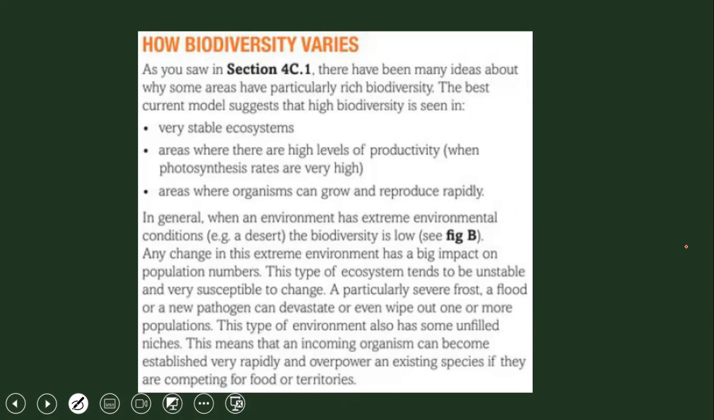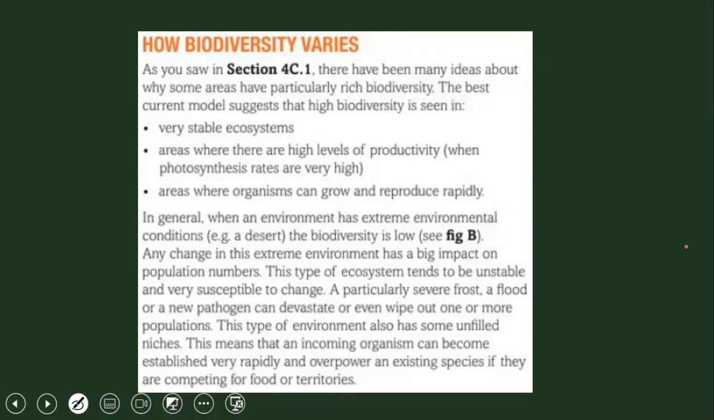These types of environments are not only extremely unstable, but they also have some unfilled niches. What is a niche? A role, right? So what can happen is that any incoming or new organism can quickly occupy that role, that niche. It can divide very rapidly, and it can overpower any existing species that is currently present. So that is why in extreme conditions, biodiversity is low: because the environment is unstable, very susceptible to change, and has a lot of unfilled niches.